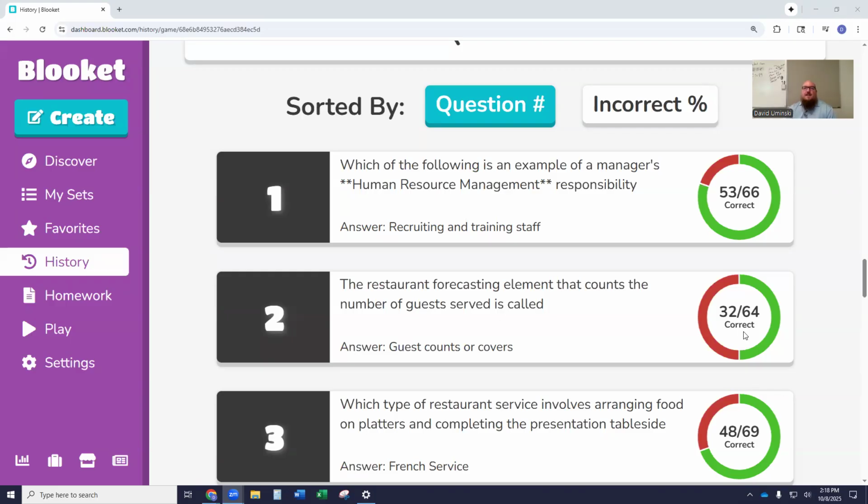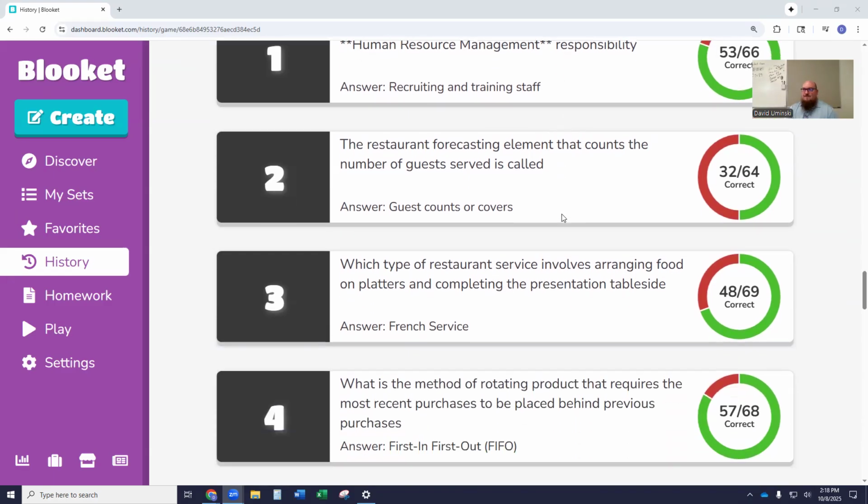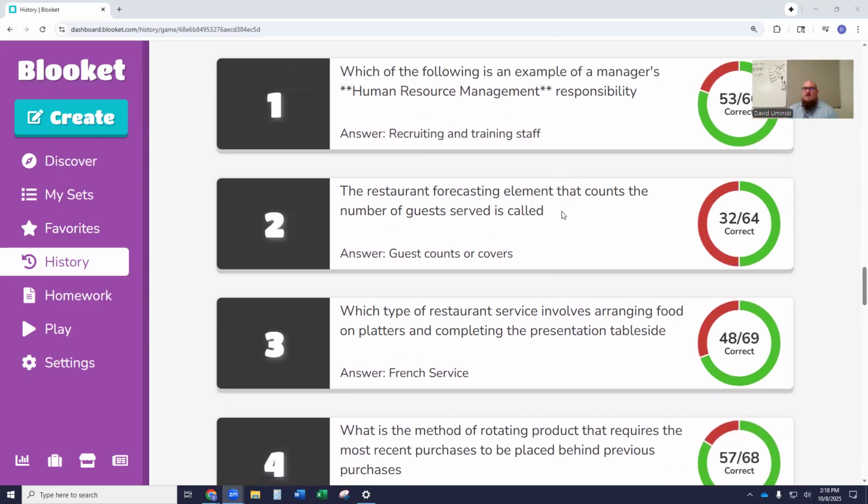Okay. All right. So human resource management deals with our recruiting and our training of the staff. Okay, that's the human resource. That's the people that are doing the job to help provide excellent customer service and excellent food to our guests. Oh, half of us got this one wrong. So let's take a look.